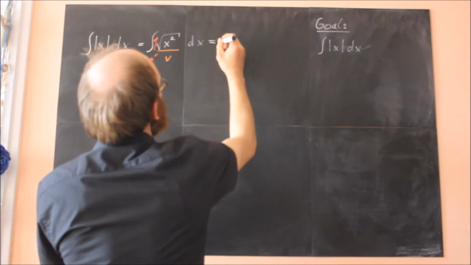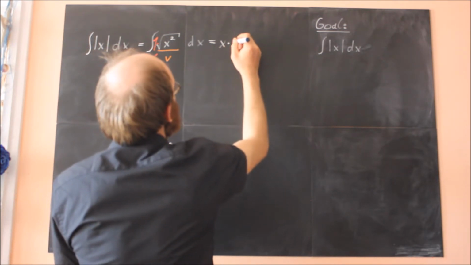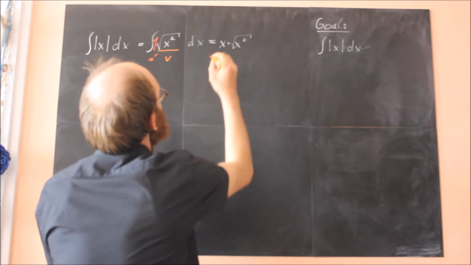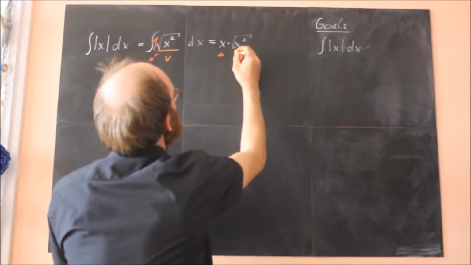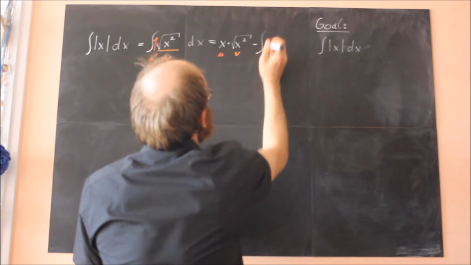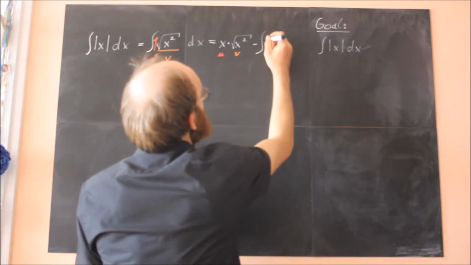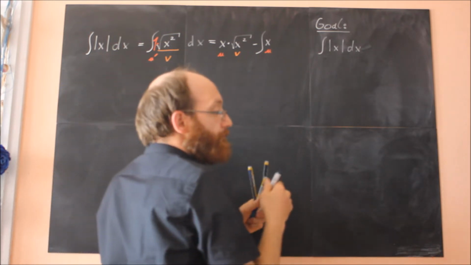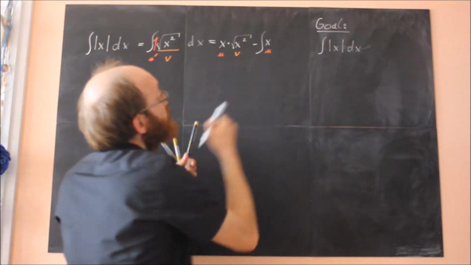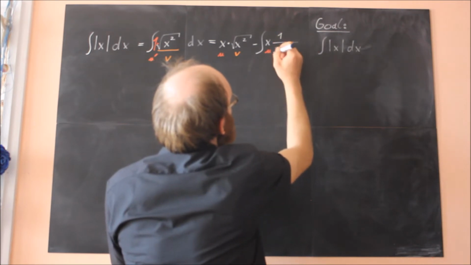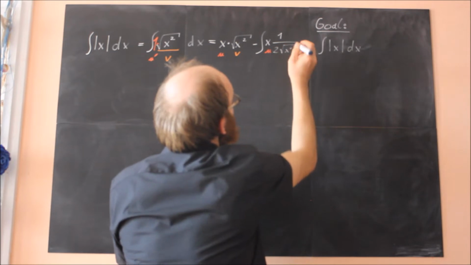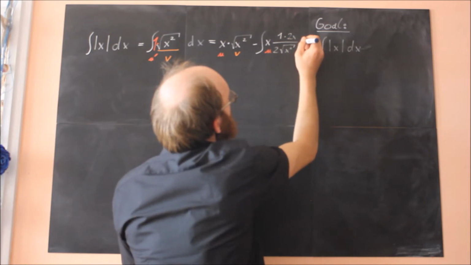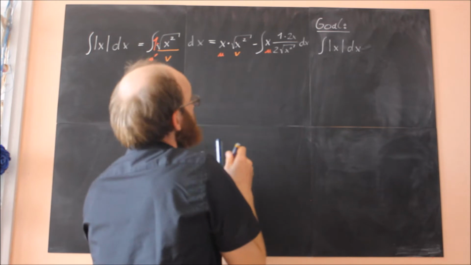here we get u times v. So x times the square root of x squared. So here we have u and here we have v, minus the integral of u v prime. So u is x, and for v prime, we have the square root, so the derivative of the square root is 1 over 2 times the square root, and then with the chain rule times 2x, and this is v prime.